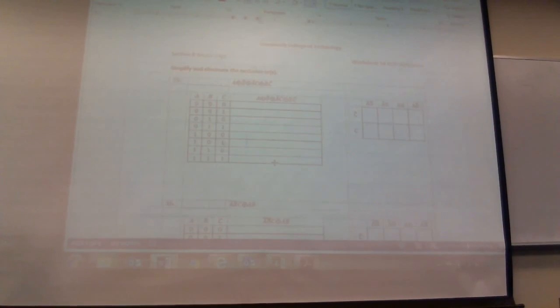All right? Give that a try. If nothing else, this method just plays out as a review of truth tables and Karnaugh maps.